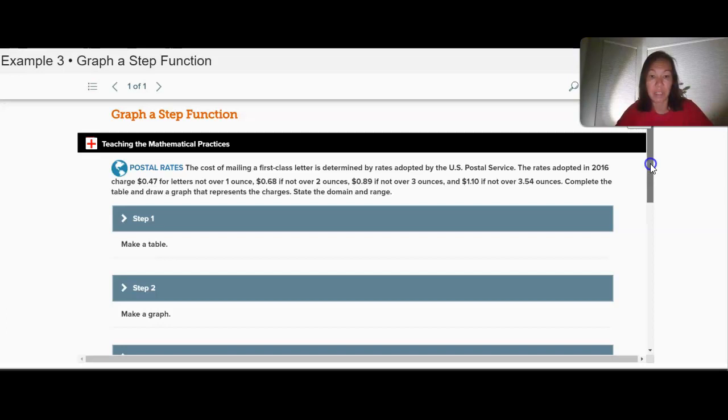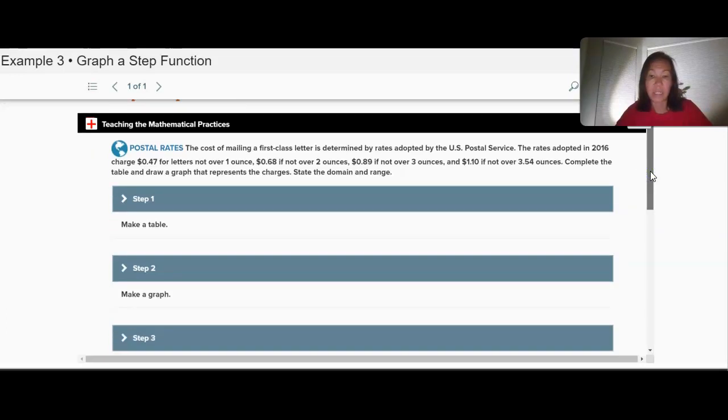But some of these you'll have to actually figure out what that step function is. And a lot of these are situations like this, where if you look here, the cost of mailing a first-class letter is determined by rates adopted by the U.S. Postal Service. The rates adopted in 2016 charge 47 cents for letters not over 1 ounce, 68 if not over 2 ounces, 89 if not over 3, and 110 if not over 3.54.